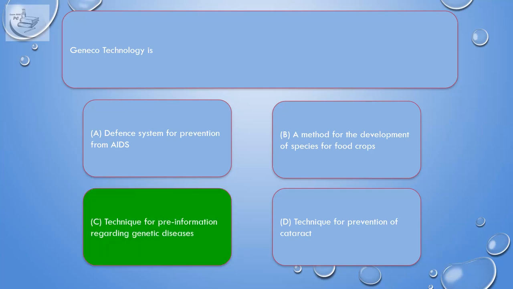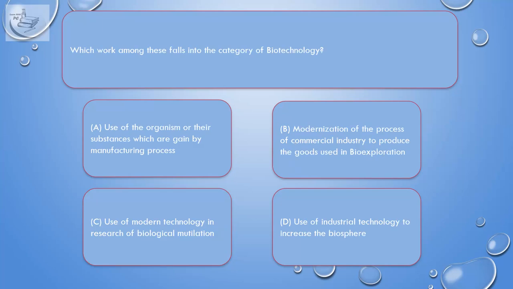Correct answer is C. technique for pre-information regarding genetic diseases. Question: Which work among these falls into the category of biotechnology? A. use of the organism or their substances which are gained by manufacturing process. B. Modernization of the process of commercial industry to produce the goods used in bioexploration. C. Use of modern technology in research of biological mutation. D. Use of industrial technology to increase the biosphere.